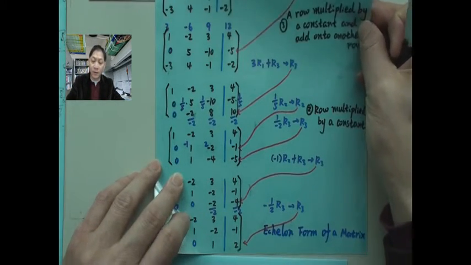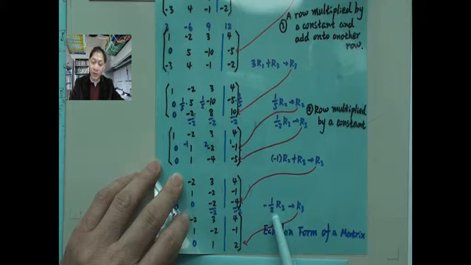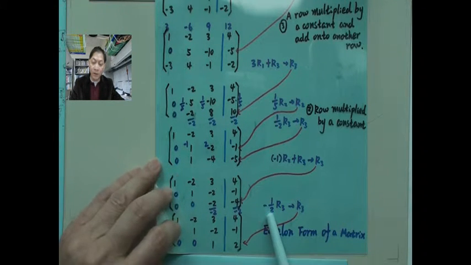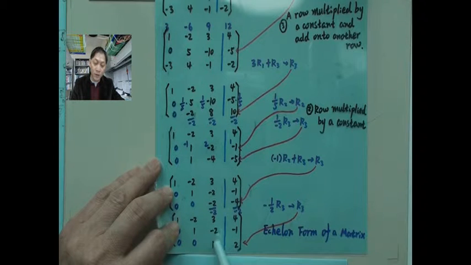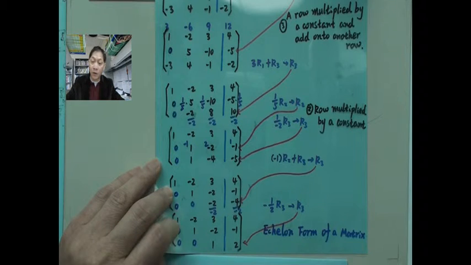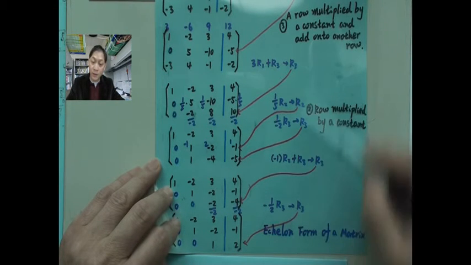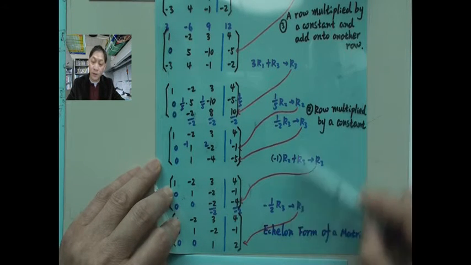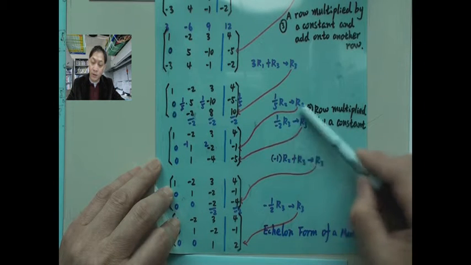And so is the case right here. You see the last one? Row 3 multiplied by negative 1/2. So we get negative 1/2 times negative 2 is positive 1. Negative 1/2 times negative 4 is positive 2. So those 2 are the same kind. This one here and this one.